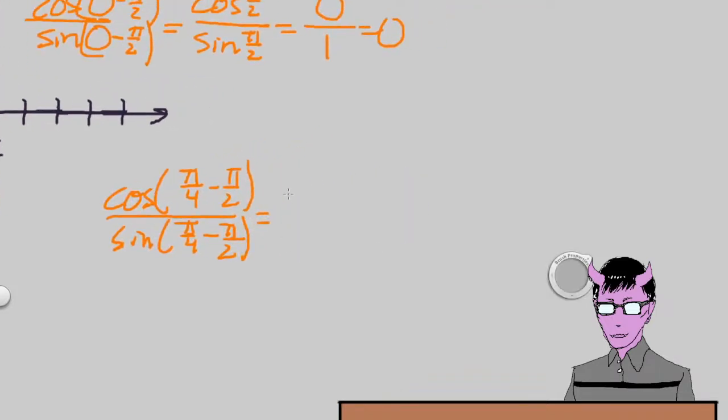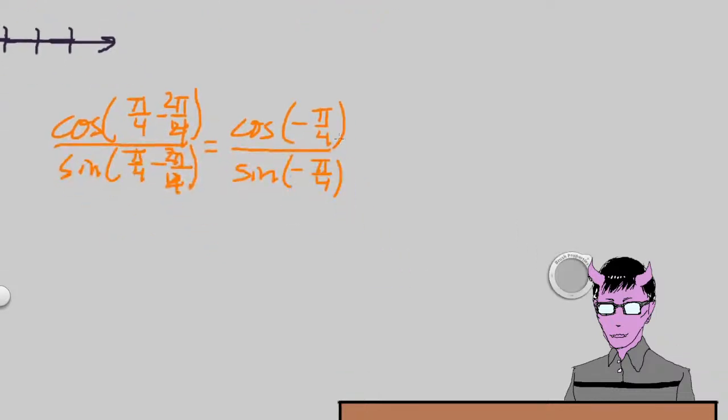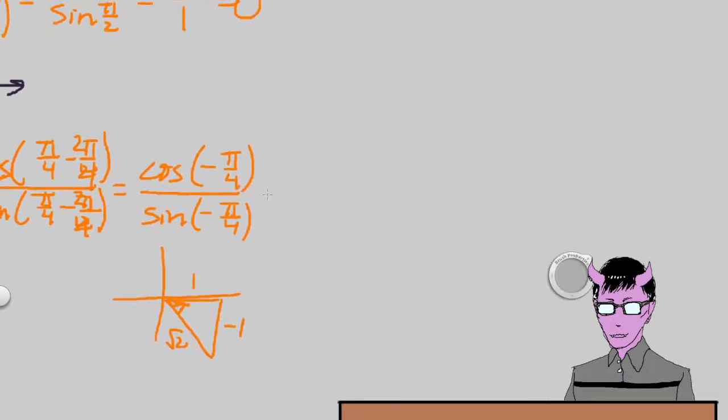So what do we get from that? We're going to get cosine of negative pi over 4, and then the bottom, sine of negative pi over 4. Which reference triangle are we referring to? It's the pi over 4 in quadrant 4. That's adjacent 1, opposite is negative 1. So keep track of that. Therefore, we're actually going to get a -1 situation.